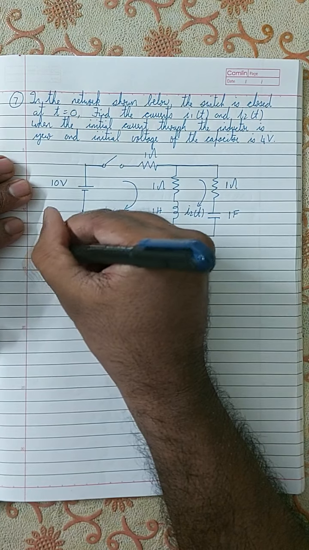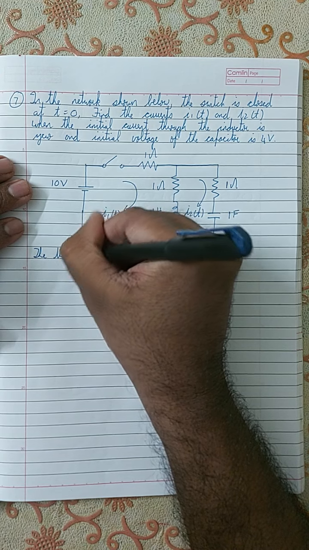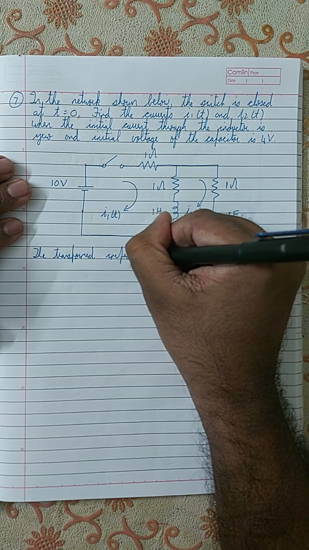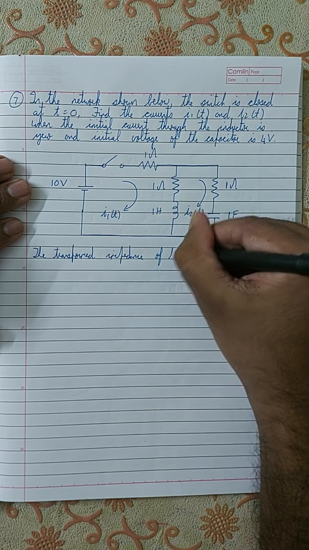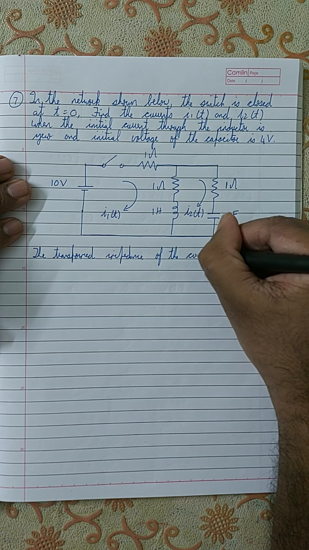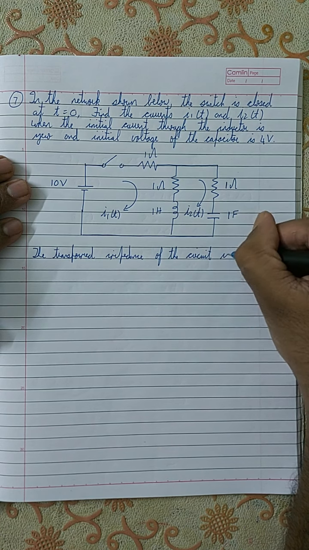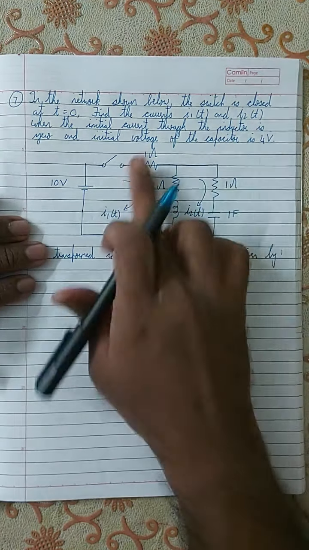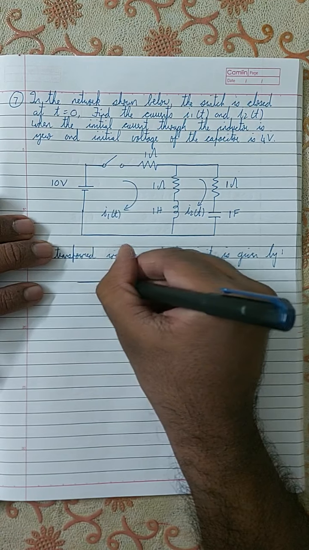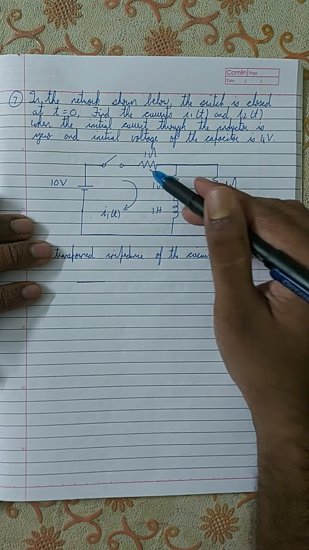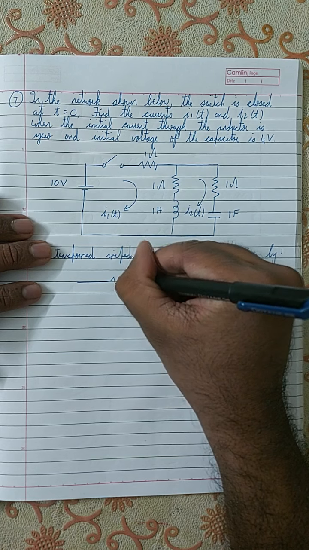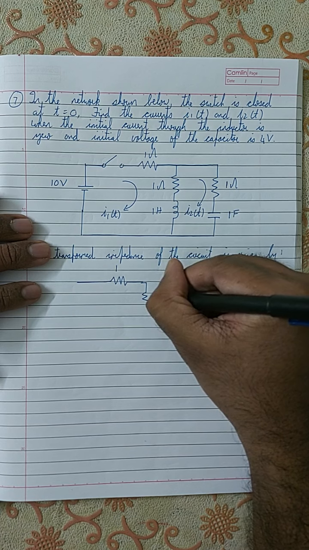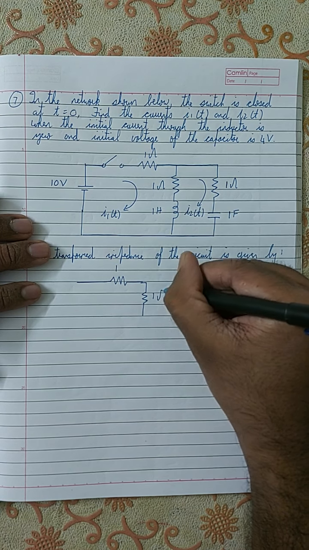So here the transformed impedance of the circuit is given by, so let's draw the circuit. Here the switch is closed, right? So I will close the switch. The transformed impedance, or the Laplace transform of a resistor, is the resistor itself, and its impedance is 1 ohm. And the transformed impedance of a resistor is the resistor itself, 1 ohm.